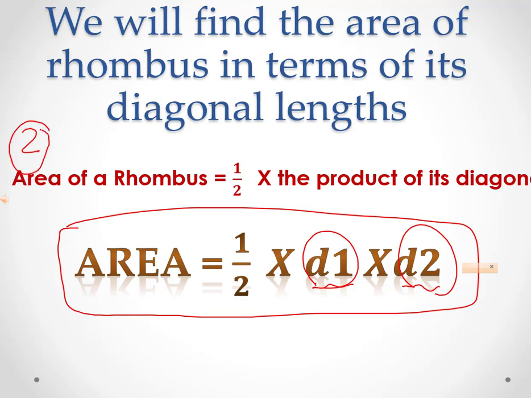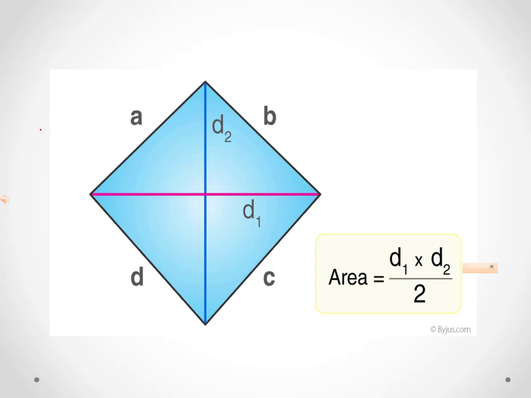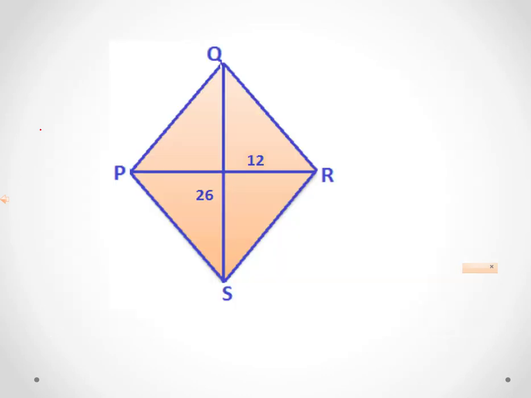Again, we have 2 rules to find the area of a rhombus. The first rule is area equals base by height because the rhombus is a parallelogram. The second rule is area equals half by D1 by D2. Let's see the rule another way. Area equals D1 times D2 over 2. Instead of half, we write divided by 2.